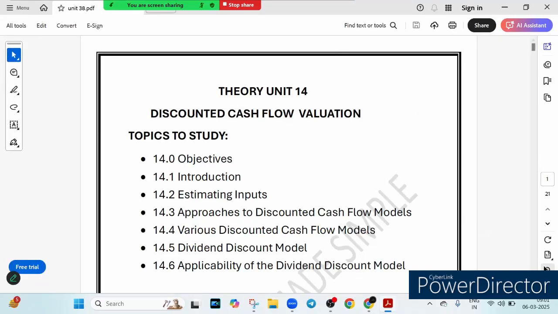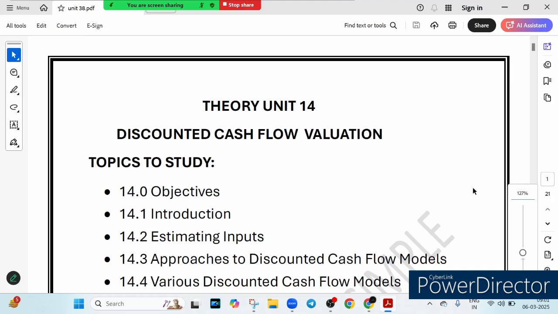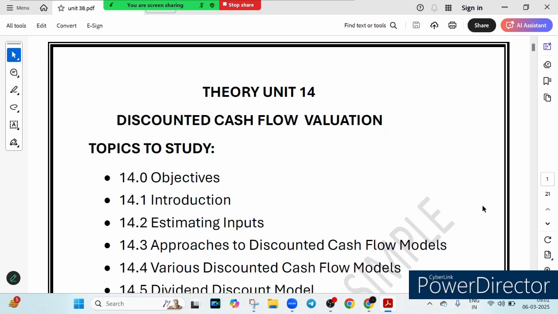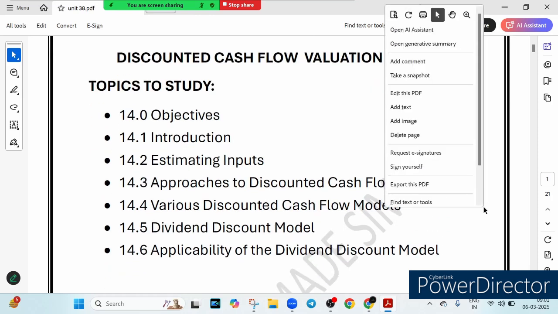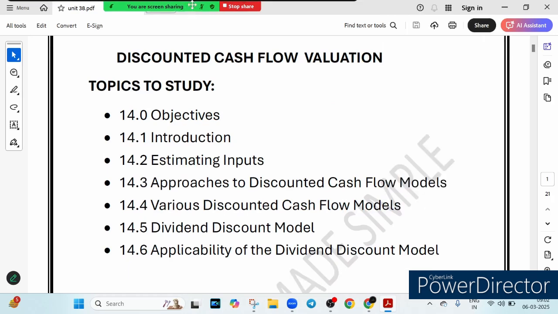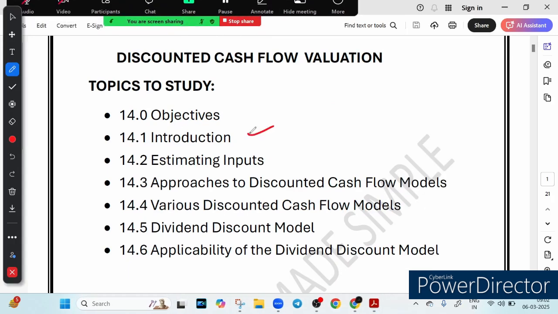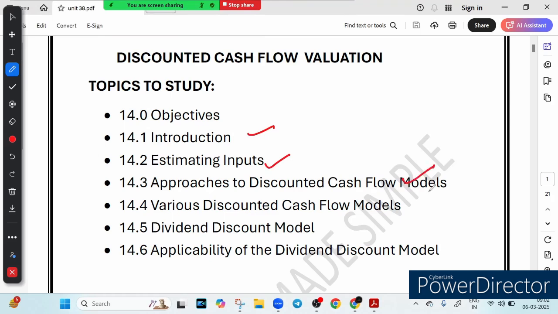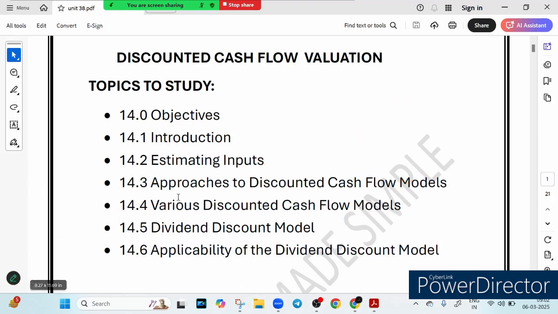In this lecture we are going to discuss unit number 14 of ABFM, and the chapter name, as you can see, is the discounted cash flow valuation method. Let's start with the topics we have to study in this chapter. We will see the introduction, how to estimate the inputs, that is topic 14.2, and approaches to DCF, which in short is called DCF. Then the approaches to discounted cash flow methods, various discounted cash flow models, the dividend discount model, which we call DDM, and finally the applicability of the DDM. These are the six topics we have to go through. So let's get started with our first topic.